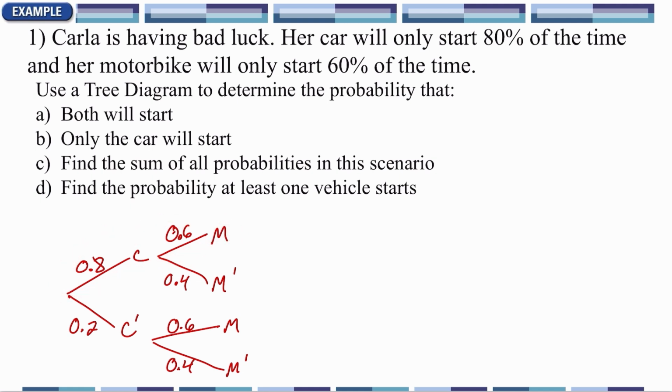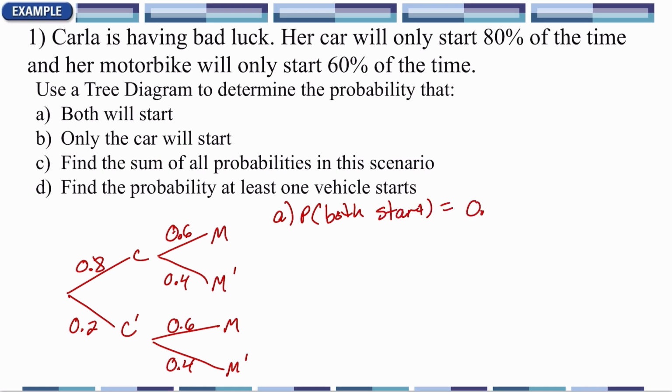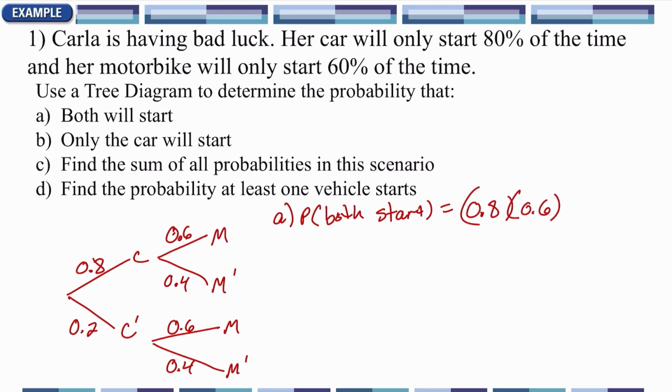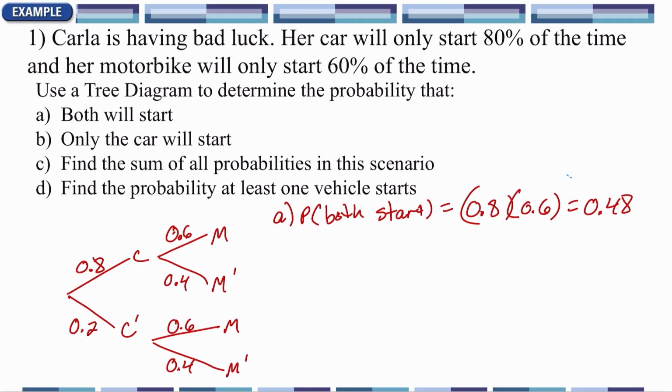And we're going to simply multiply. You can think about this as the car will start and the motorbike will start. Remember, and would mean multiplication. So the probability that both start is 0.8 times 0.6, which is 0.48. I'm going to put that up here.